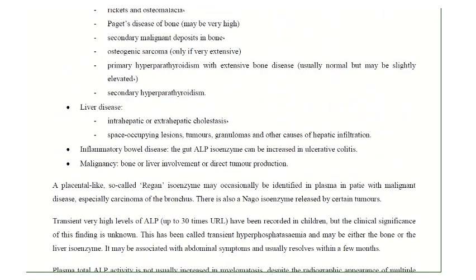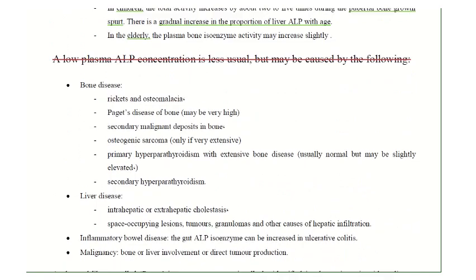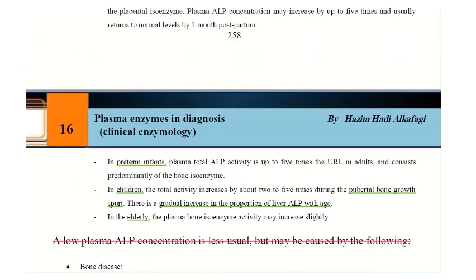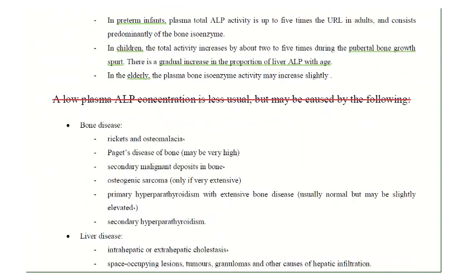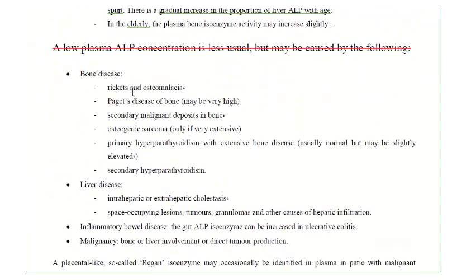إذن إحنا بعدنا بدنا نتكلم على الأسباب اللي هي شنو قلنا؟ causes of raised ارتفاع البلازما alkaline phosphatase activity. أخذنا الفيزيولوجيكال ونكمل الأسباب. السبب الآخر هو البون ديزيز، مثلا الريكتس، حالة الريكتس and osteomalacia. Paget's disease of bone may be very high في هذه الحالة.